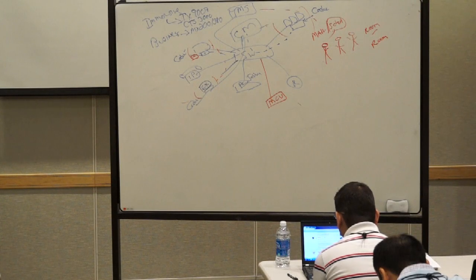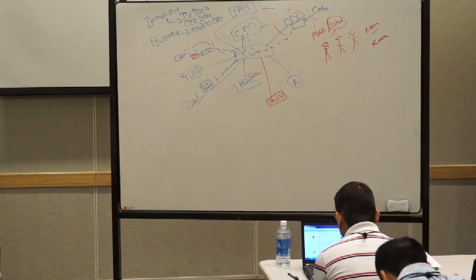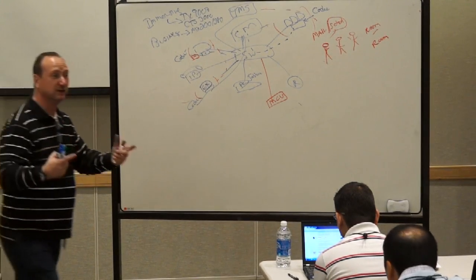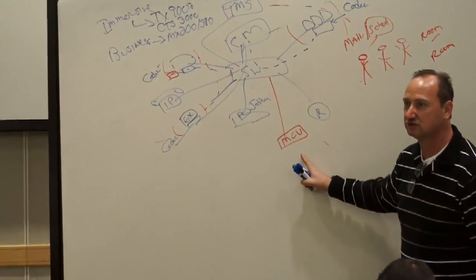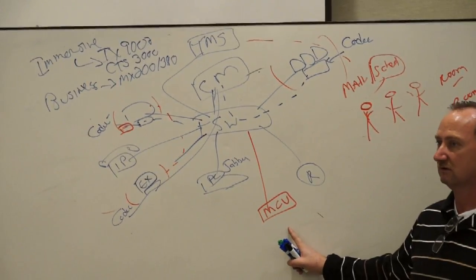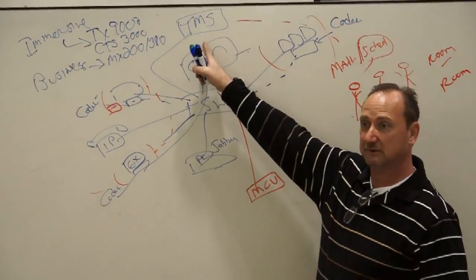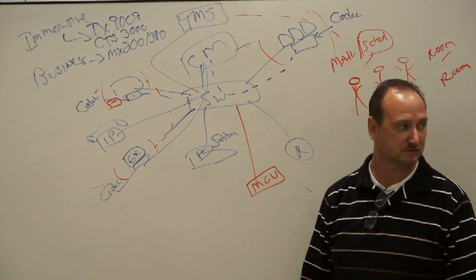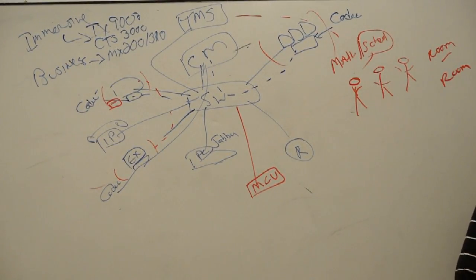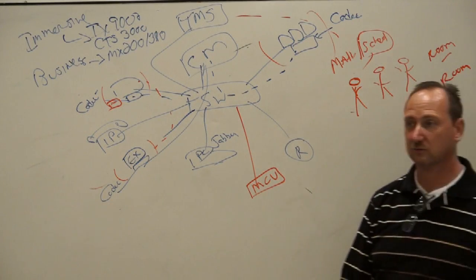Multi-point conference unit. What it does is it creates video bridges based on the number of screens you have and the capabilities you have. Who do you think manages MCUs? TMS. TMS manages it initially. Is MCU a box? MCU is hardware.